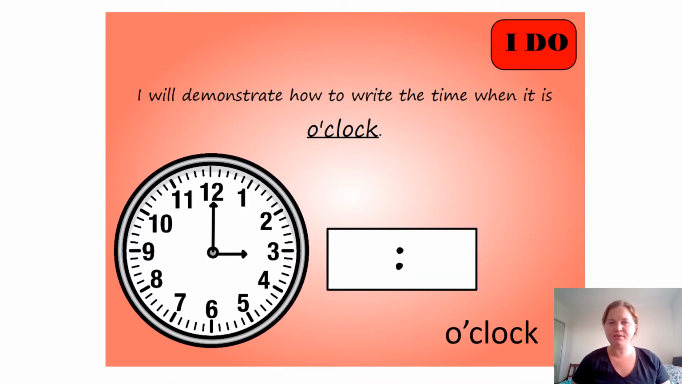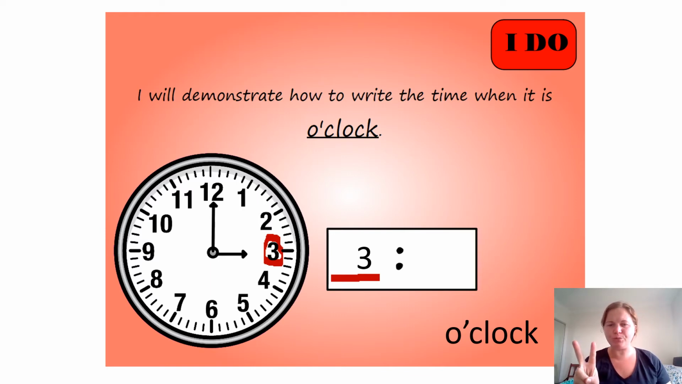Now I'm going to demonstrate how to write the time when it is o'clock. This is an I do. You watch, you listen, you learn. We know our 3 steps. Our first step was to look at the hour hand. I know the hour hand is the short hand. When I look at the hour hand or the short hand, I can see that the hour hand is facing the 3. So when I go to write my hour in the space on my digital clock where the hour goes, I'm going to write the number 3.